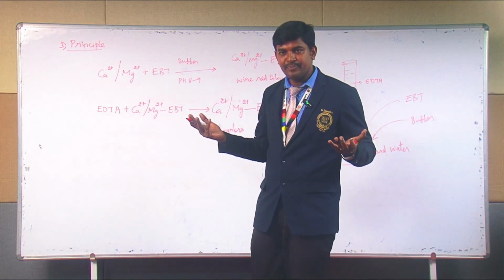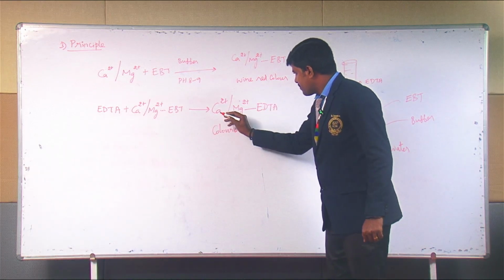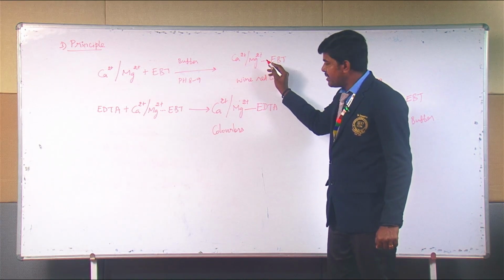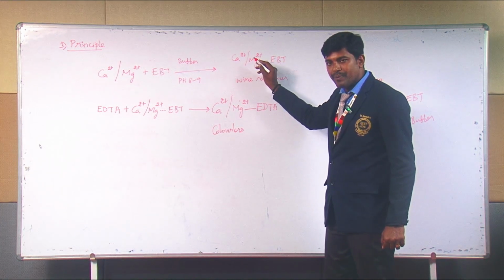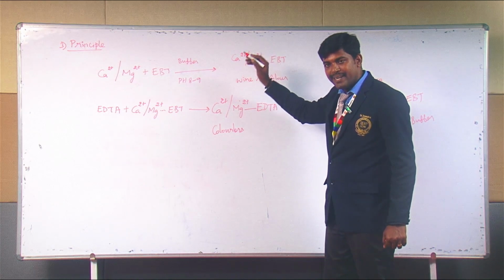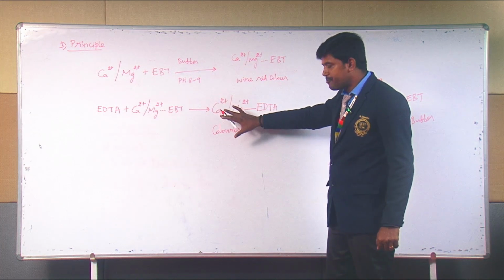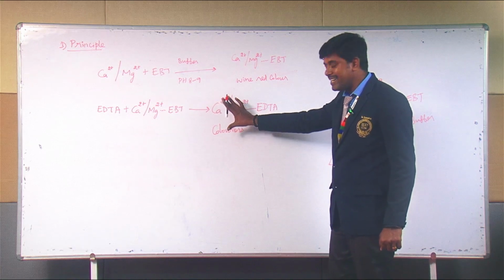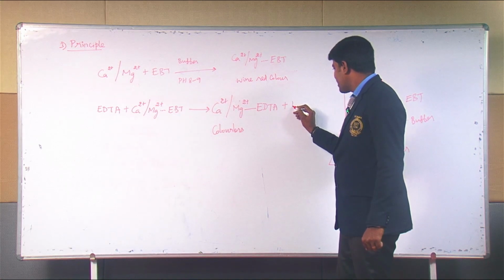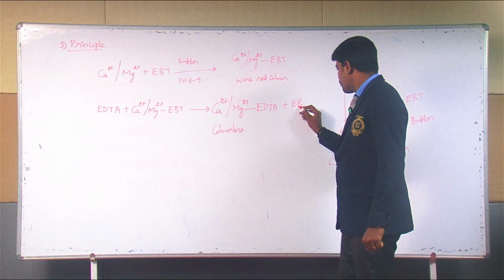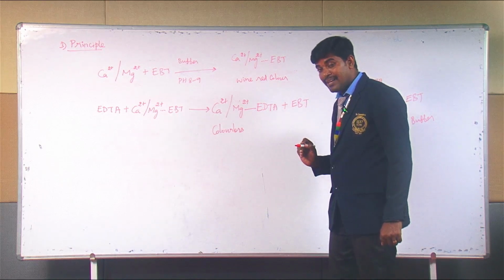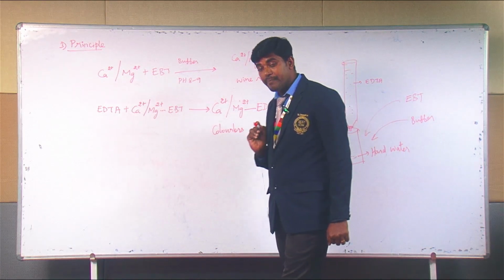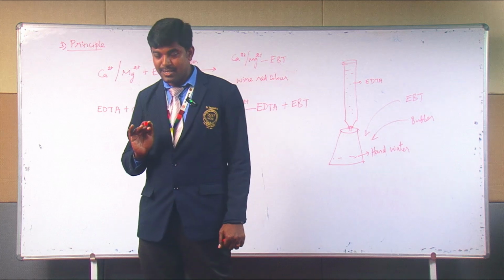What is the reason? See, we added the EBT. EBT forms a weak complex with calcium and magnesium. When it is titrated against the EDTA, it forms a strong complex. But the EBT, that is the indicator, comes out. The additional product formed in this reaction is EBT. As I told you earlier, I hope you remember, the color of the EBT is steel blue.